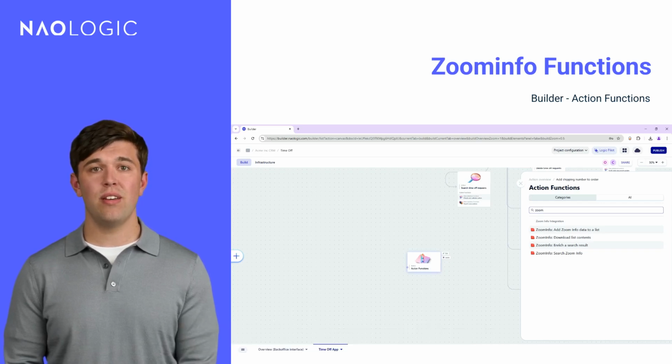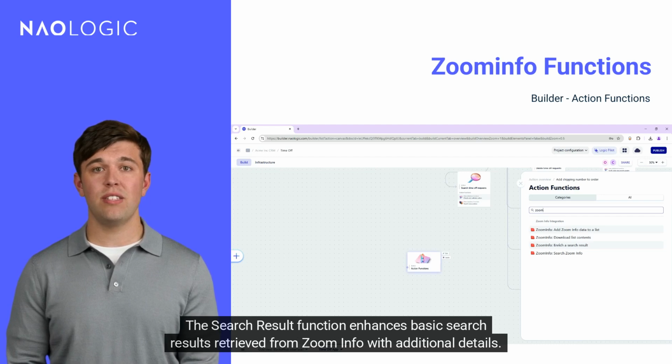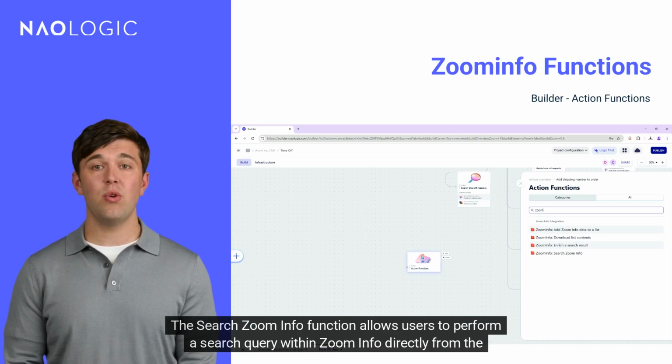The Search Result function enhances basic search results retrieved from ZoomInfo with additional details. The Search ZoomInfo function allows users to perform a search query within ZoomInfo directly from the system.